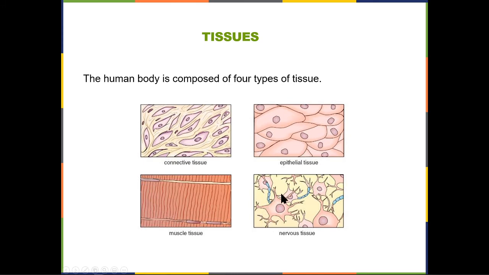The last type of tissue here we're going to talk about is nervous tissue. So nervous tissue is made up of two major types of cells, and that's neurons and then neuroglia. And they both have their own different functions, and we're going to come back to that in just a minute.